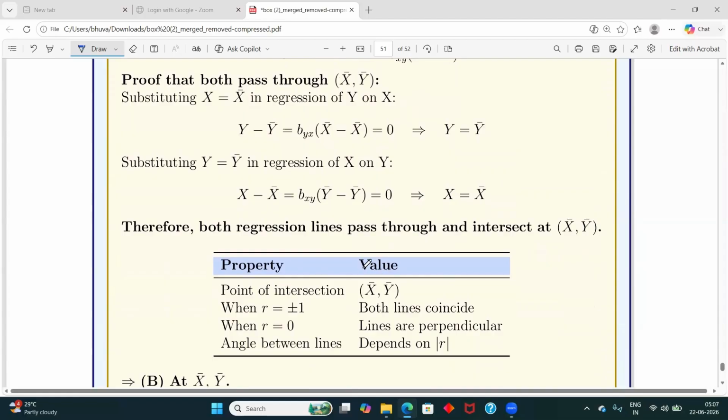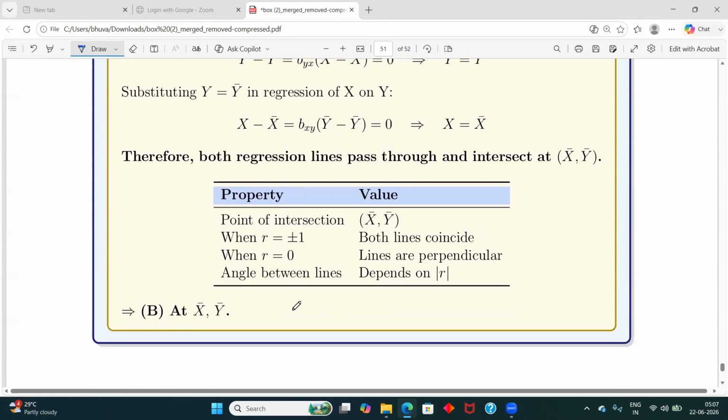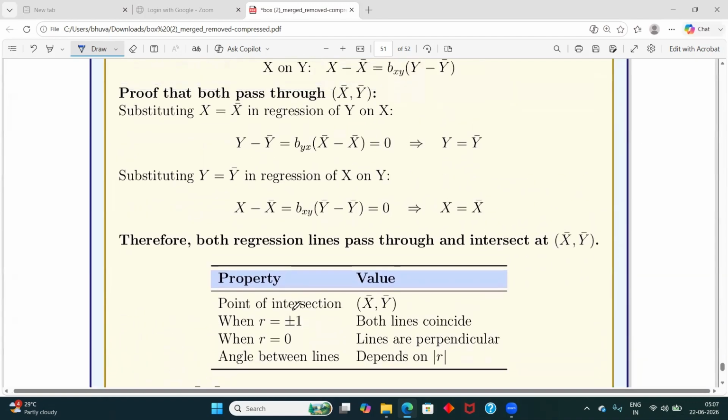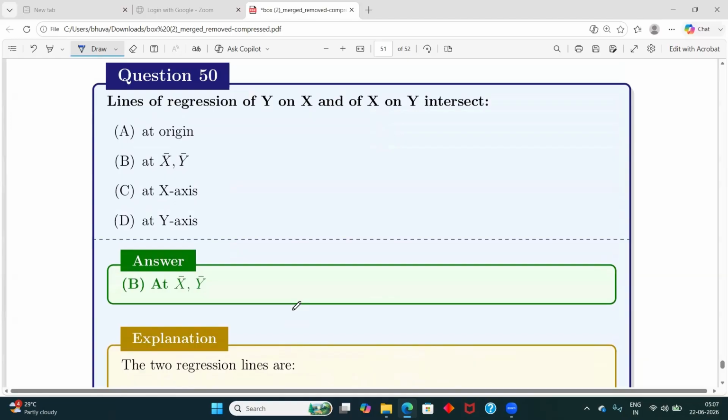So the point of intersection is x bar and y bar. When r is equal to plus minus 1, both lines coincide. When r is equal to 0, lines are perpendicular, and the angle between lines depends on r. R is the correlation. So the correct option for this question is x bar and y bar.